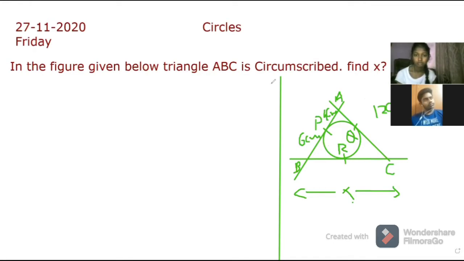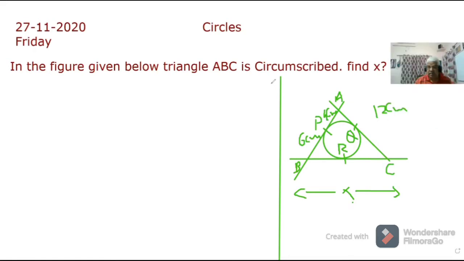AP measurement is 4 centimeter, PB is 6, and here they have given AC is 12. You have to find the value of BC. Now, my dear students, please closely observe the diagram. First, consider a circle. I make them into parts.